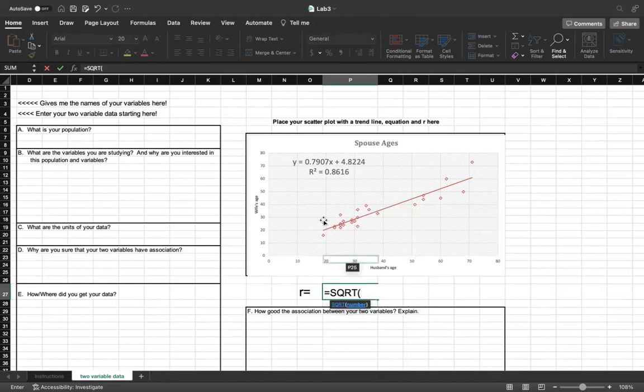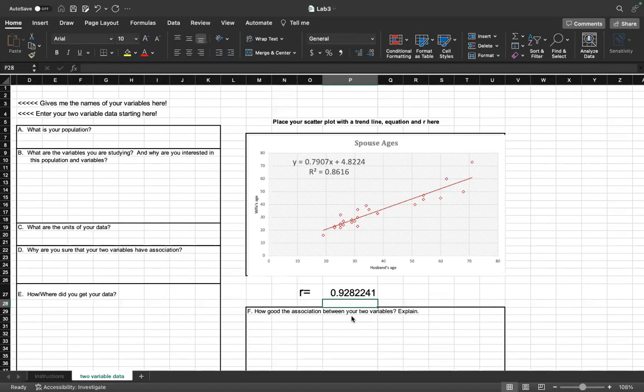Then I took the R squared value, which is up here, and I typed that in because I want to take the square root of the R squared value. Except I forgot the decimal point. Let me try it one more time. So equals square root 0.8616. Close my parentheses and hit enter, and it takes that square root for you. Got it. Thank you. You're welcome.